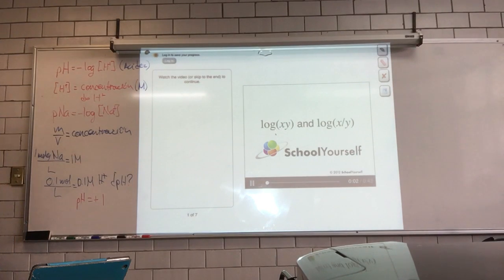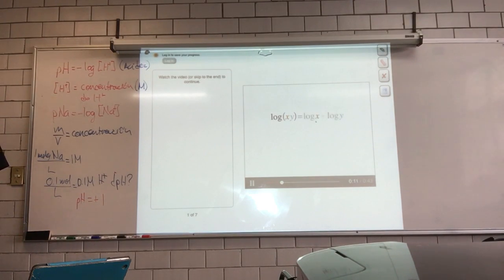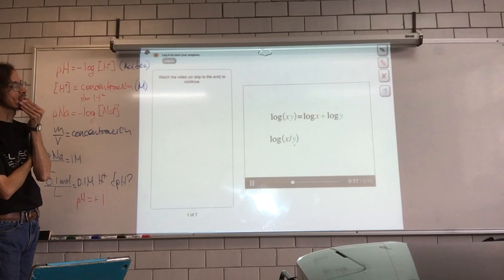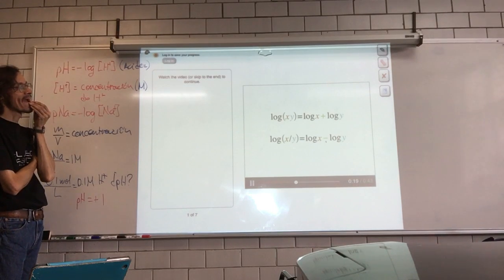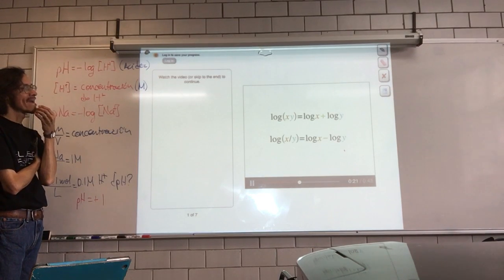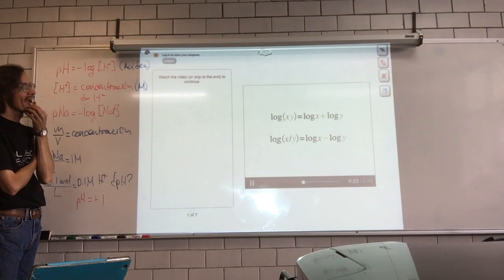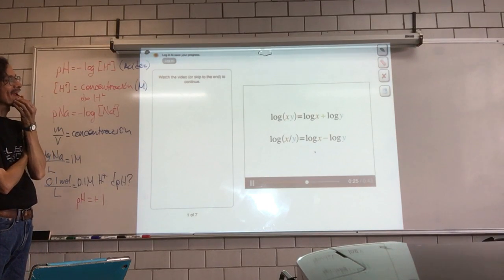Here we'll come up with formulas for finding the log of products and quotients of numbers. It turns out that the log of x times y equals the log of x plus the log of y for any values of x and y. And the log of x divided by y equals the log of x minus the log of y. Here we'll prove that these identities are true for any base.